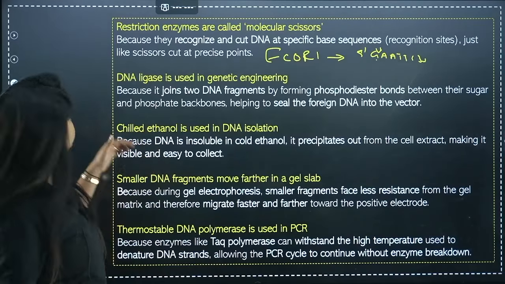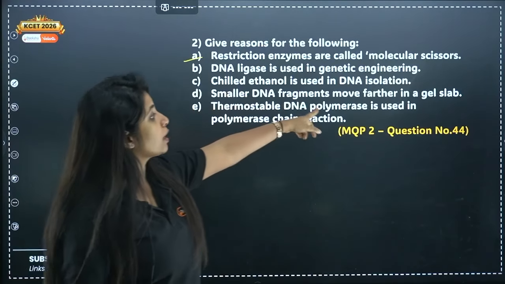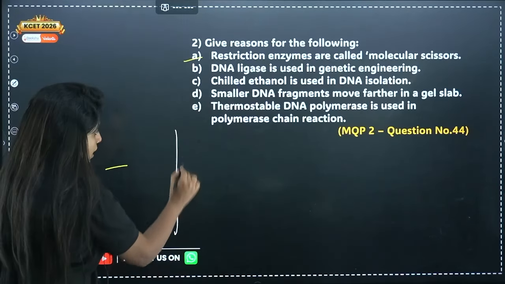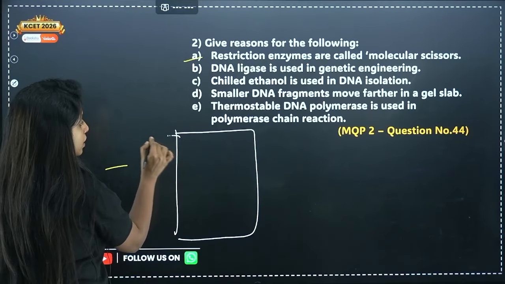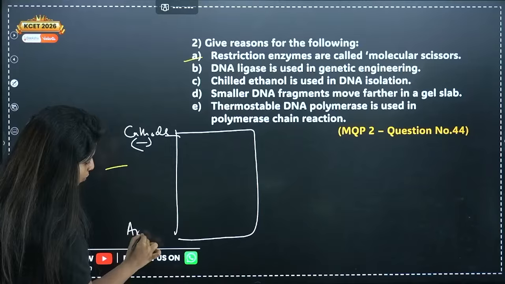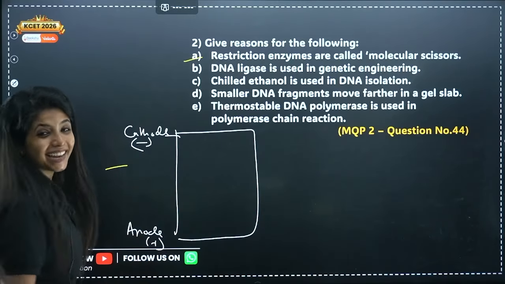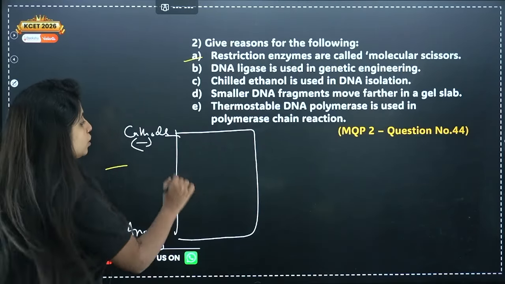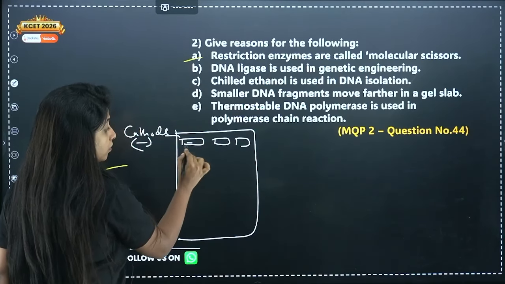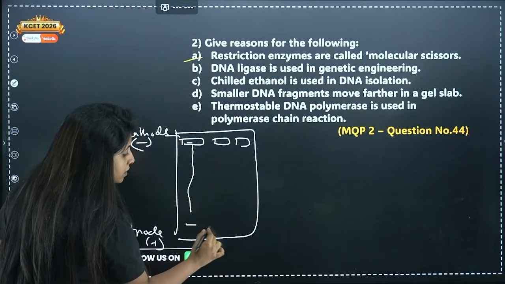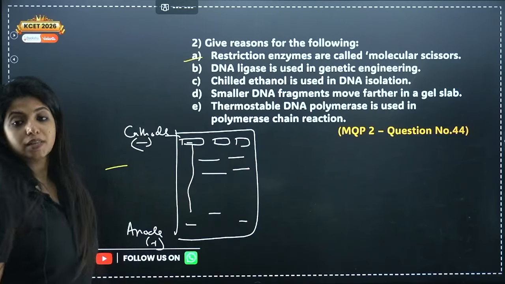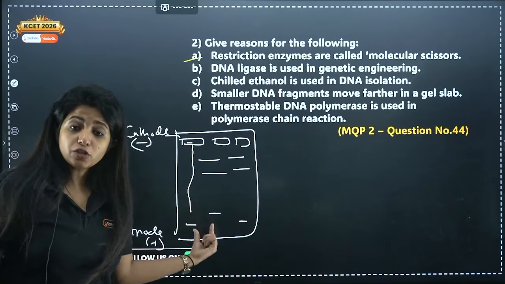That is the reason. Now, smaller DNA fragments move farther in a gel slab. Why do you think that is? In an electrophoresis chamber, always remember you have the cathode, which is negatively charged, and the anode, which is positively charged. You have DNA being put inside the wells over here. DNA is negatively charged, so it will move toward the anode. The smaller ones are going to move really fast compared to the bigger ones. Why? Because they have less resistance.